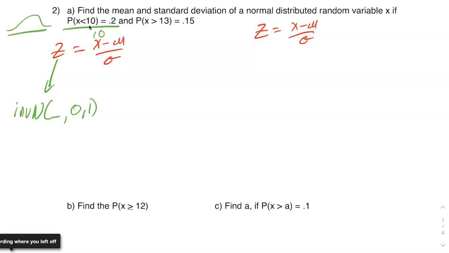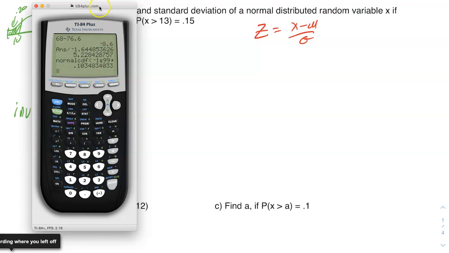Okay, it's like this. 20% is 0.2. Remember, if you have an older calculator, it doesn't tell you the left or right tail. You have to make sure it's the left tail. So, like in my calculator I'm going to use here, I'm going to use this for my inverse normal. So there.